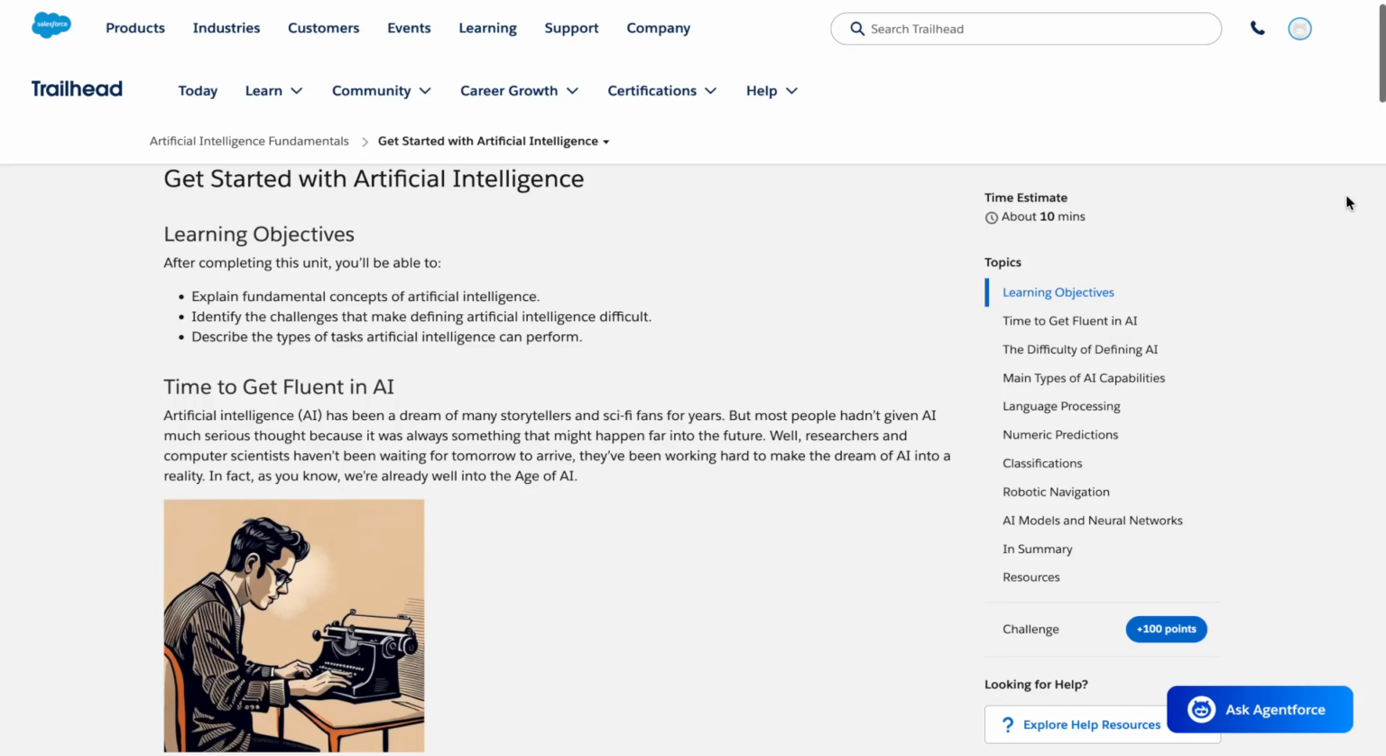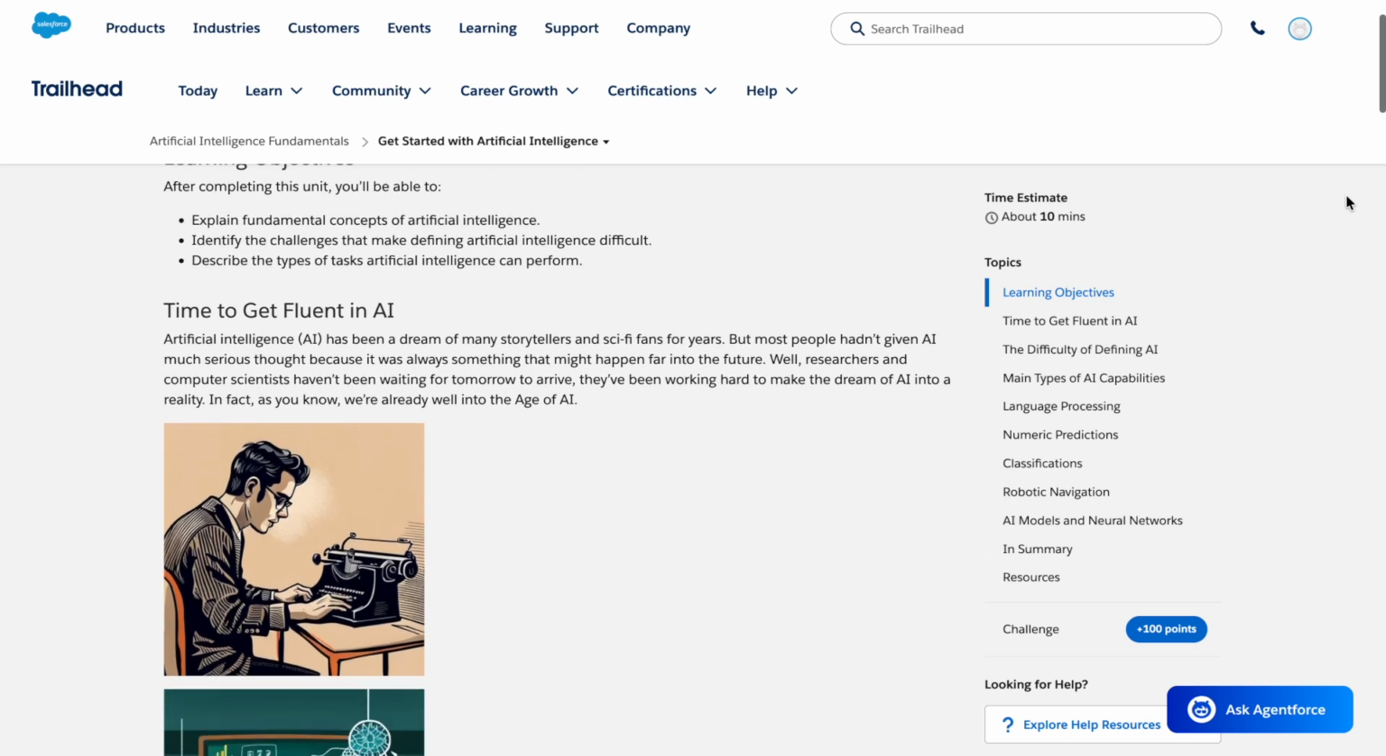Get started with artificial intelligence. Learning objectives. After completing this unit, you'll be able to explain fundamental concepts of artificial intelligence, identify the challenges that make defining artificial intelligence difficult, describe the types of tasks artificial intelligence can perform.